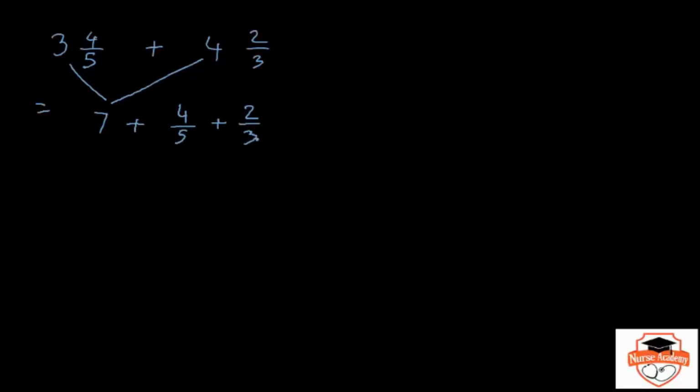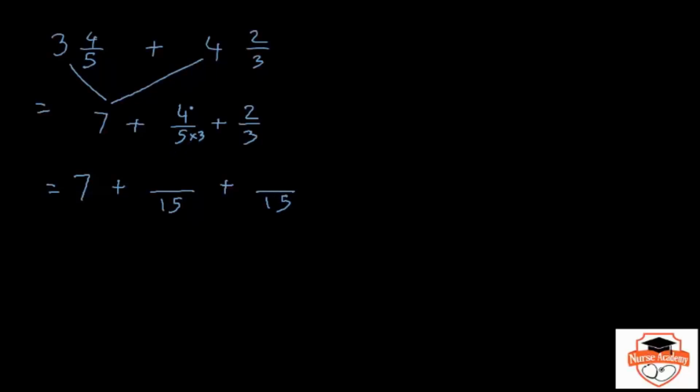Let's say you want to do 3 wholes and 4/5 plus 4 wholes and 2/3. So let's add the whole numbers together. 3 plus 4 is 7, plus we have a 4/5 plus a 2/3. The LCM of 5 and 3 is 15. Therefore, this is going to be 7 wholes plus something over 15 plus something over 15.